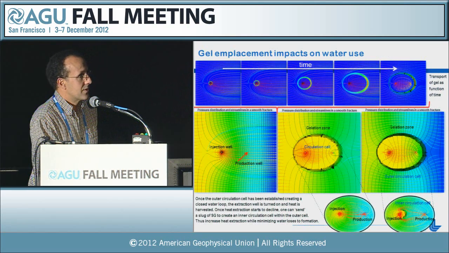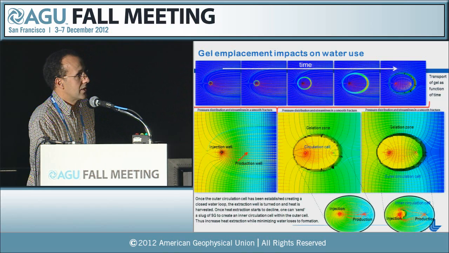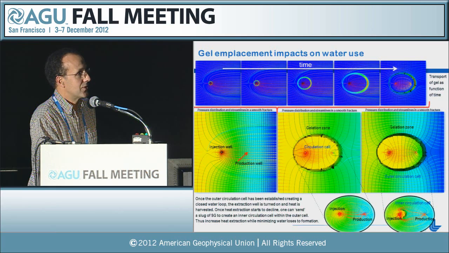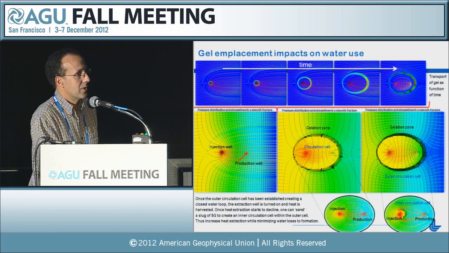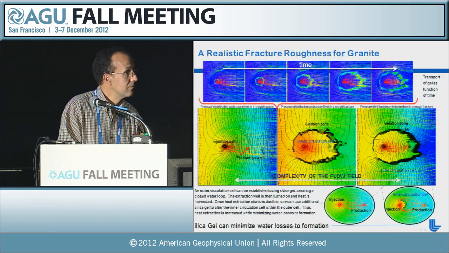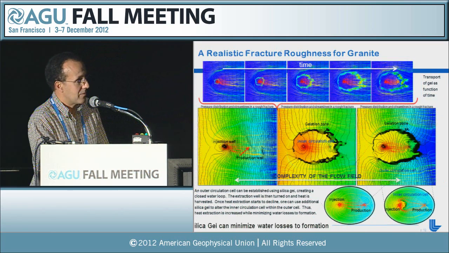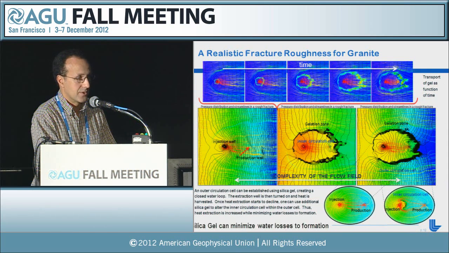For the emplacement of water, we have an injection well and an extraction well. We send a slug of gel. We let it develop over time. After a certain time, the gel was matured, and then we start extracting from the second well, and that shows you how you can create an inner loop with a closed system, so that every water that you inject here, you can recover without loss to the formation. We've done the same thing for a rough surface and it gives similar results.